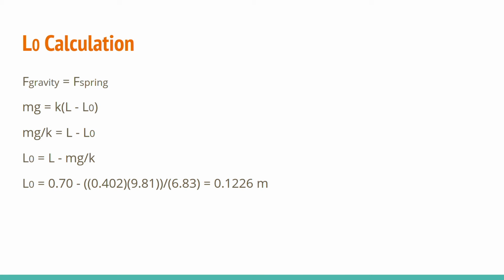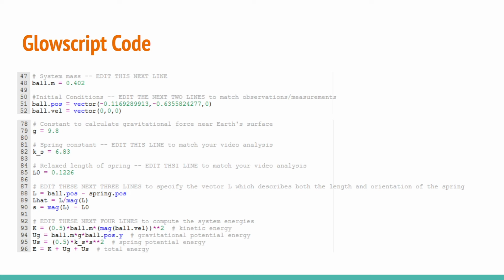For L0, we first start with F gravity equals F spring, meaning mg equals k times (L minus L0). Rearranging this, we get mg over k equals L minus L0. Further rearranging this, we get L0 equals L minus mg over k. Plugging the numbers for mg and k, we get that L0 equals 0.1226 meters.